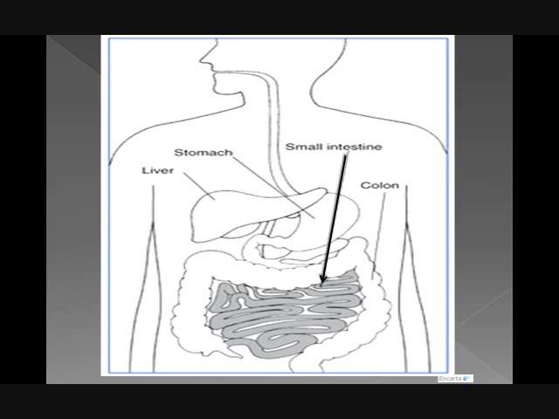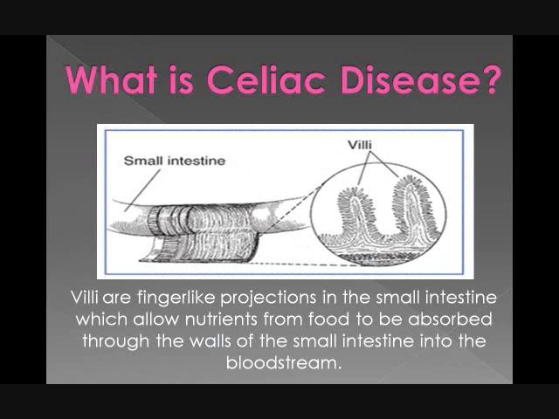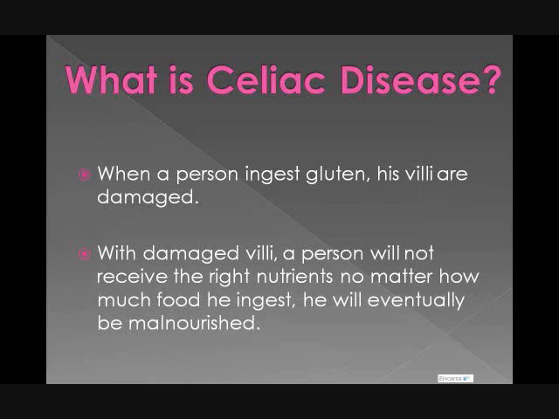When a person ingests gluten, his villi are damaged. With damaged villi, a person will not receive the right nutrients no matter how much food he ingests. To explain further, villi are finger-like projections. These finger-like projections serve for absorbing the nutrients getting into our body. After absorbing the nutrients, the nutrients will go to the bloodstream for our body to utilize.